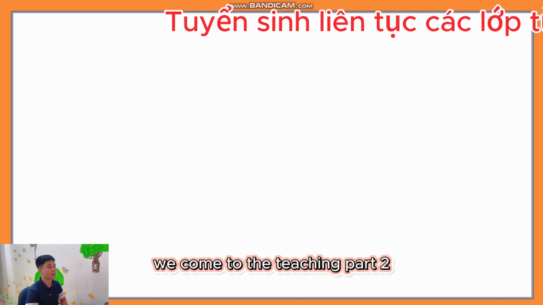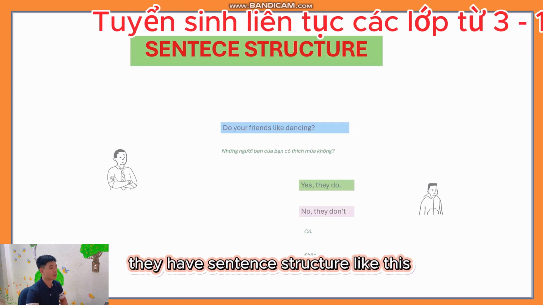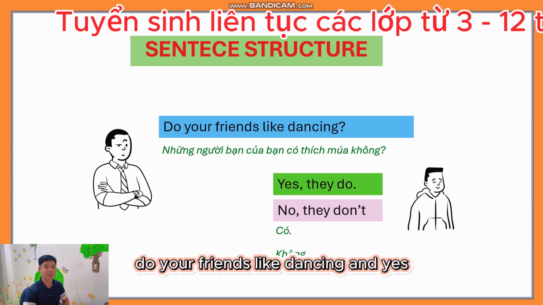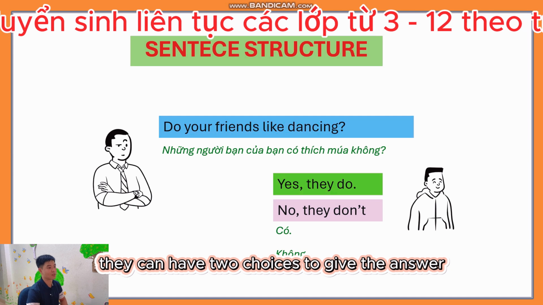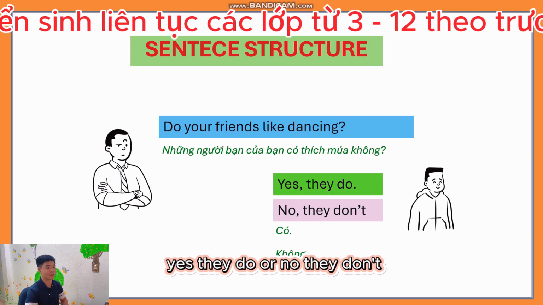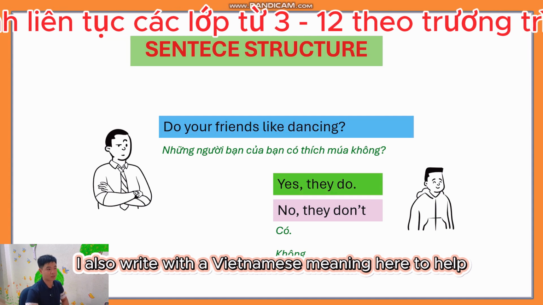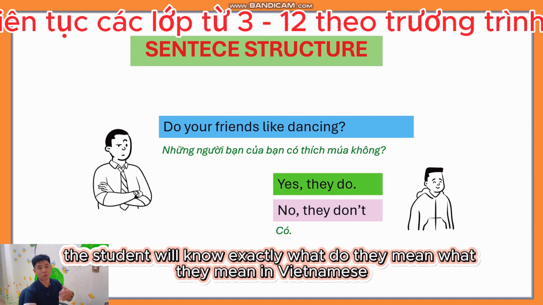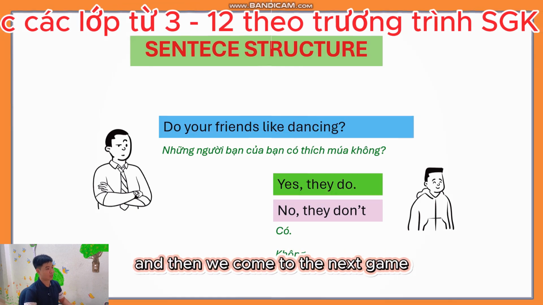And then we come to teaching part 2. With teaching part 2, today they have this sentence structure: Do your friends like dancing? And yes, they can have 2 choices to give the answer. That's it: yes they do, or no they don't. I also write the Vietnamese meaning here to help the students know exactly what they mean. And then we come to the next game.